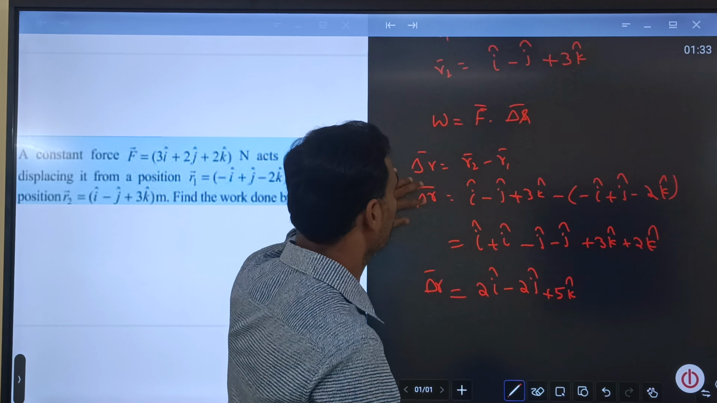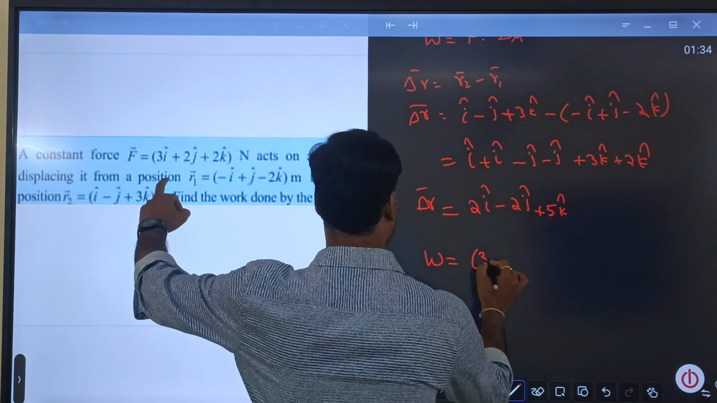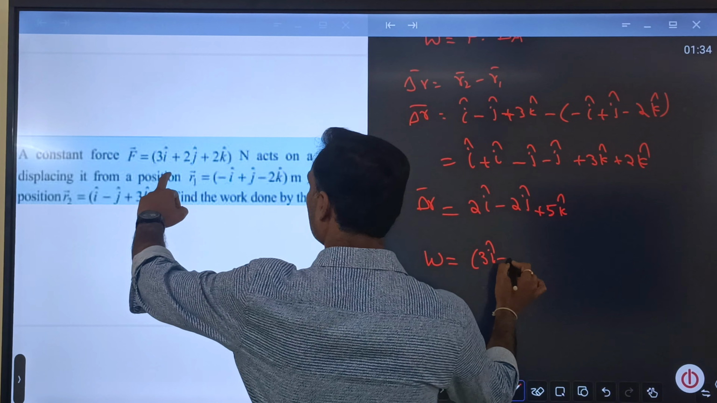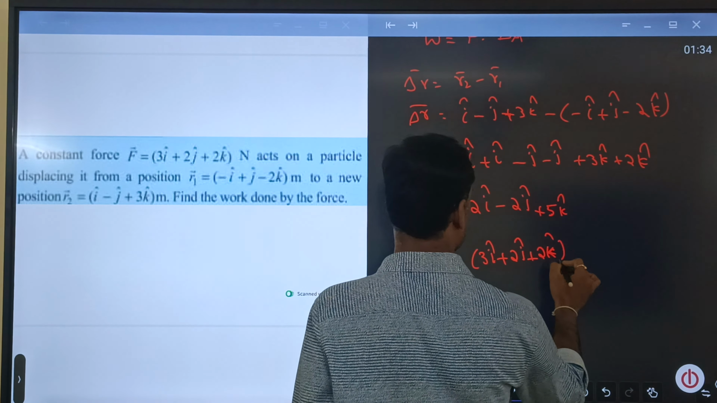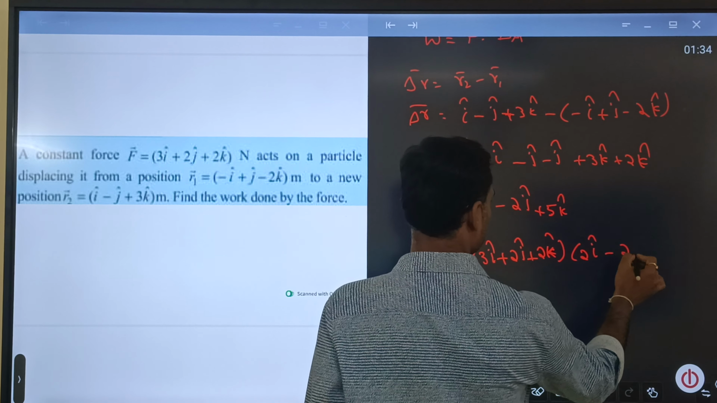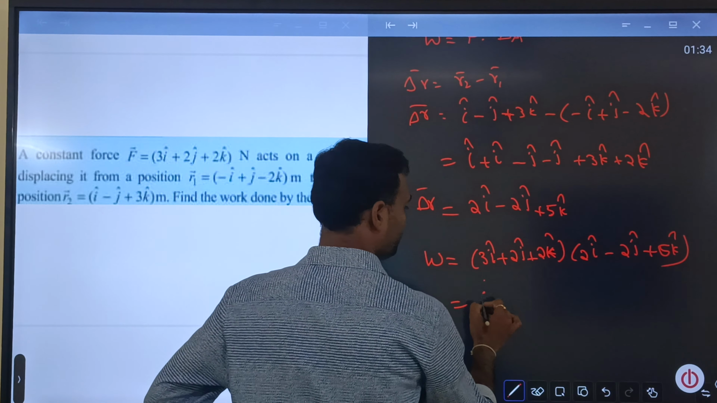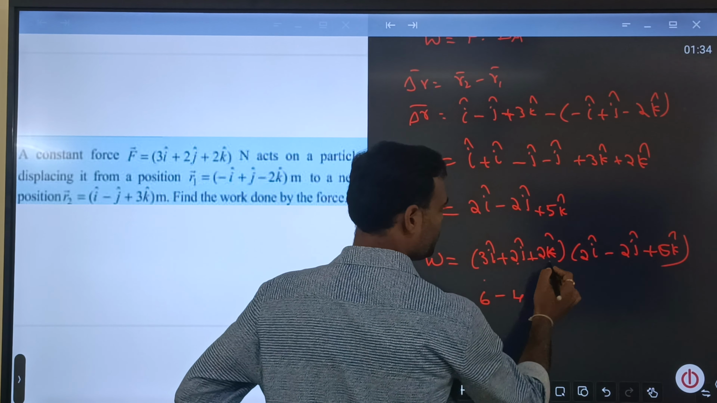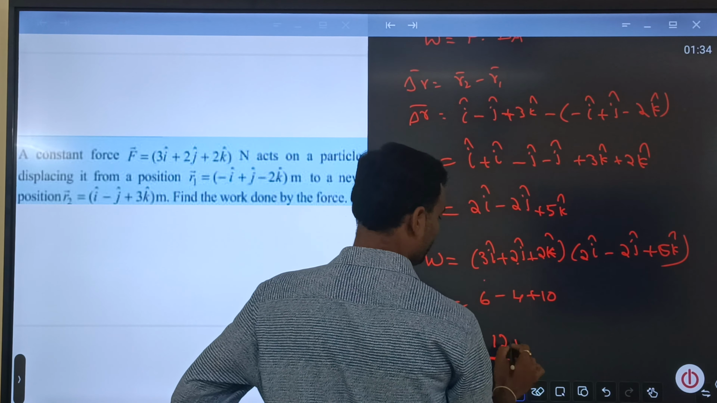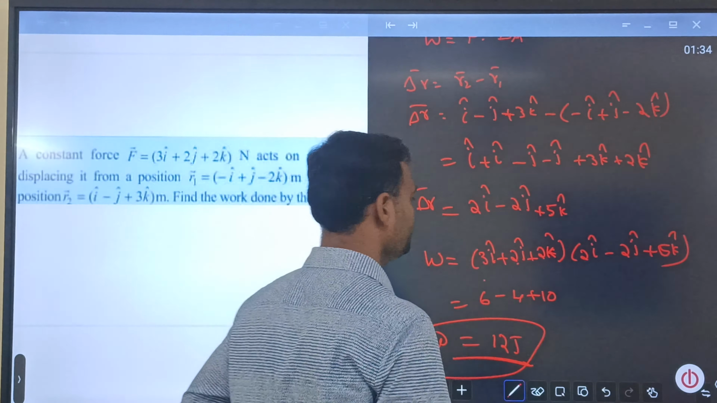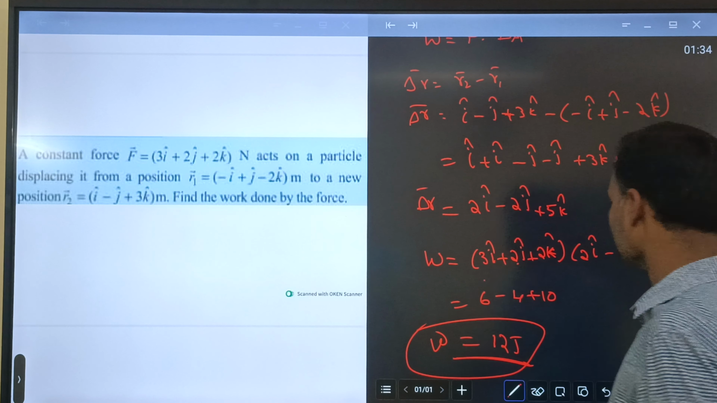And work done is equal to the force 3i plus 2j plus 2k dotted with 2i minus 2j plus 5k. Then this will be 6 minus 4 plus 10, which is equal to 12 joules. This is what is the work done for the first one.